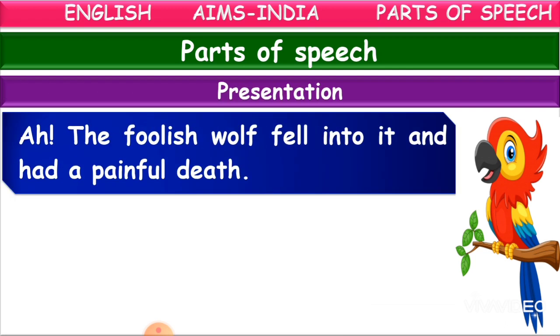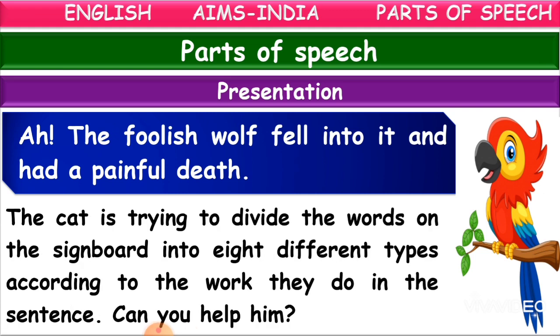What is it? Somebody is saying, "The foolish wolf fell into it and had a painful death." And who is telling it here? The cat. The cat is trying to divide the words on the signboard into 8 different types according to the work they do in the sentence. Can you help him? Our task is to help the cat find out the 8 different types of speech, that is, the parts of speech related to these sentences.